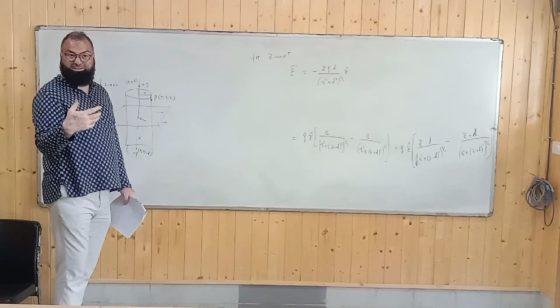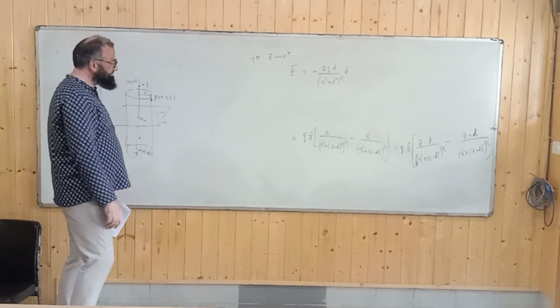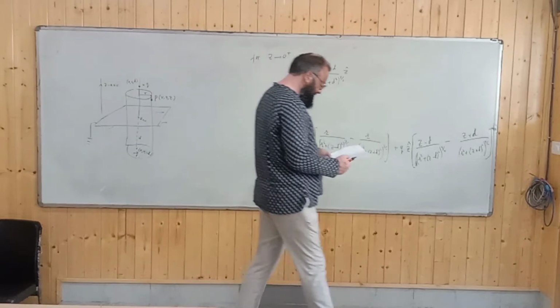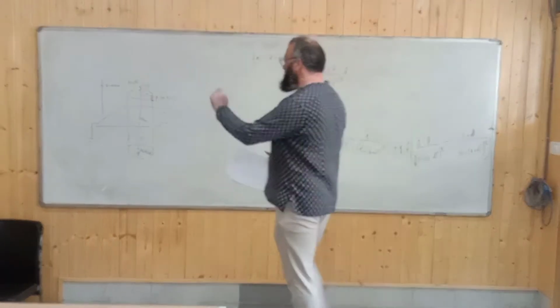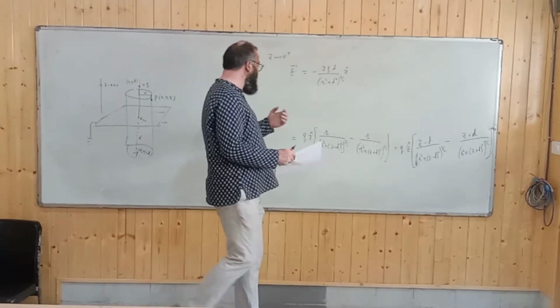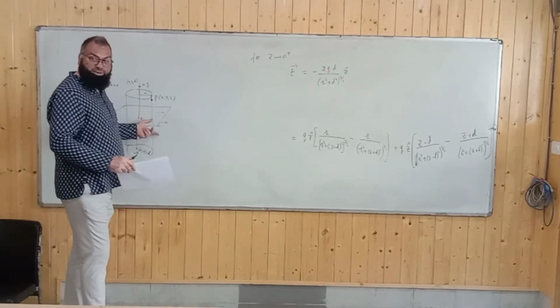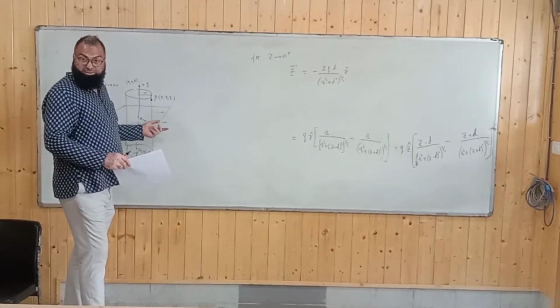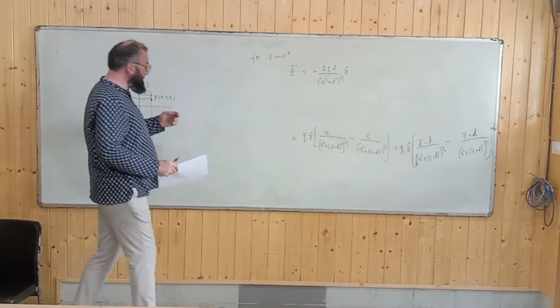Is that true? Okay, so now let's calculate. What is the field below this Z? That's equal to 0, since we are actually in the neighborhood of this very plane. So we are simply in the neighborhood of the plane.